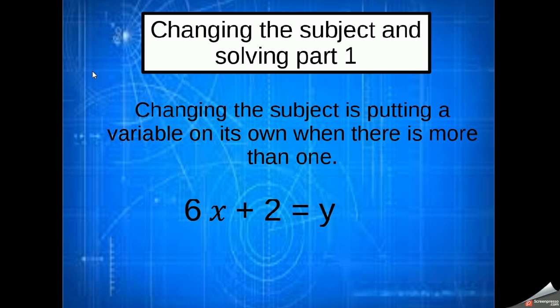So here we've got 6x plus 2 is equal to y. So at the moment y is the subject of the equation. The alternative, which is exactly the same equation just shuffled around, is x is equal to y minus 2 all divided by 6. So that is where I have now made x the subject of the equation rather than y the subject of the equation.